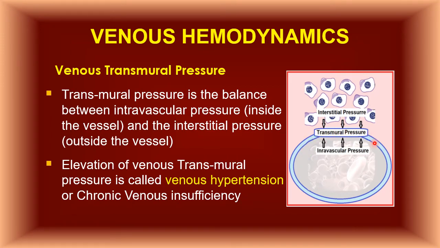So what is the transmural pressure? The pressure of the wall, the pressure that is exerted on the wall. This is the balance between these 2 pressures, right? So transmural pressure is the balance between the intravascular or intraluminal pressure and the interstitial pressure. Elevation of the venous transmural pressure is called venous hypertension, and this is the one I just mentioned earlier, that is associated with chronic venous insufficiency, a pathologic change that happens in the lower extremities in some cases.